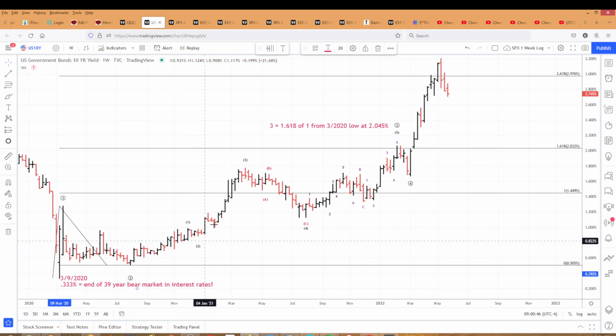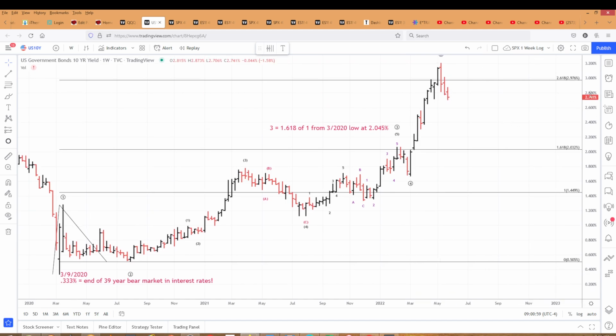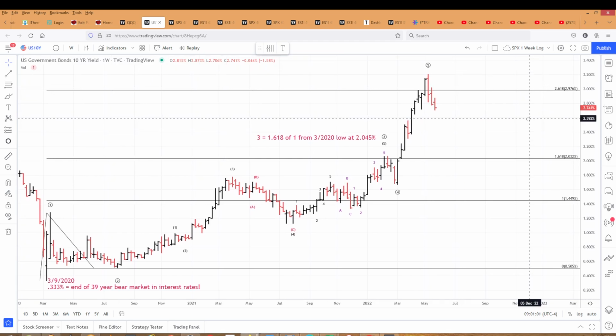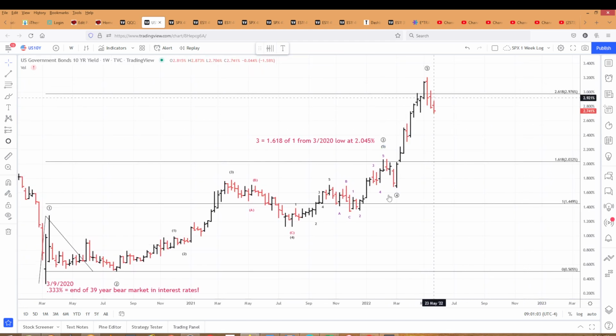From there, we have 1 up with a circle, 2 down, 3 extended. There's a 1, 2, 3, 4 in parentheses, 5. There's wave 3, a near perfect 1.618 multiple, and then 4, and then 5 hit our target. There's 5, and that's a 2.618 of wave 1. This is a completed 5-wave pattern from March of 2020 to May of 2022.